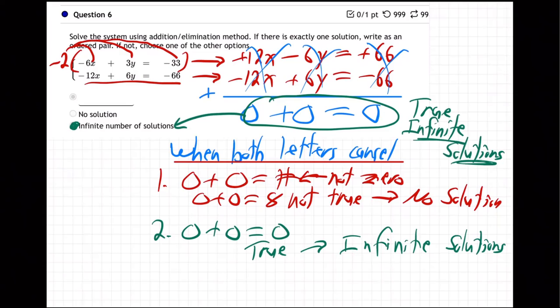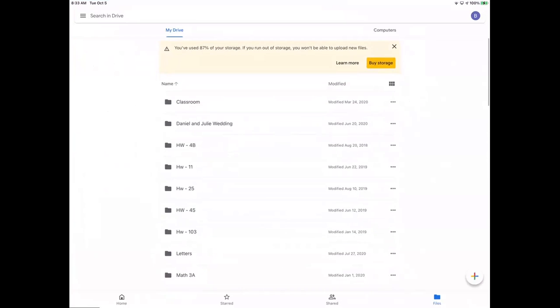So here's how you remember this. You can use your notes during the exam, but also if you get 0 plus 0 equals 8 or something like that, that's not true, no solution. No truth, no solution. But if you get something that is true, like 0 plus 0 equals 0, that's true, infinite solutions. And in fact, let me show you from the notes.